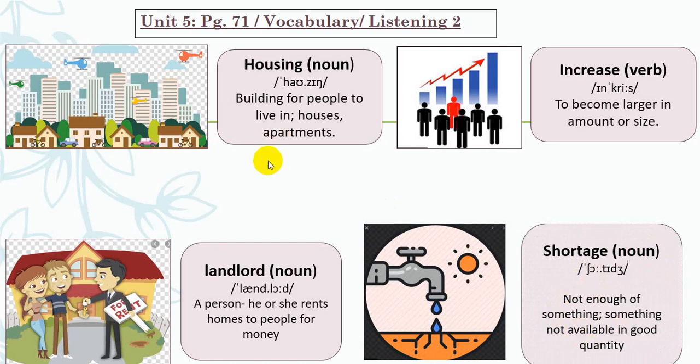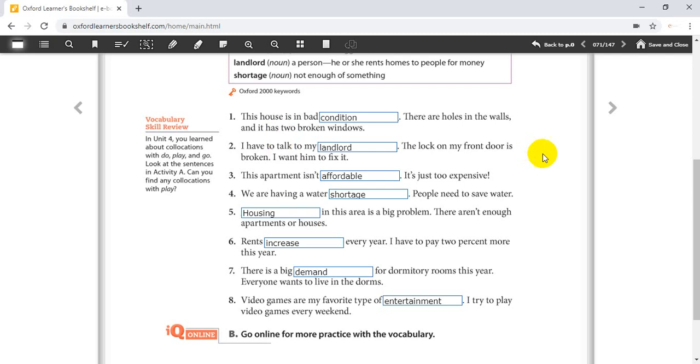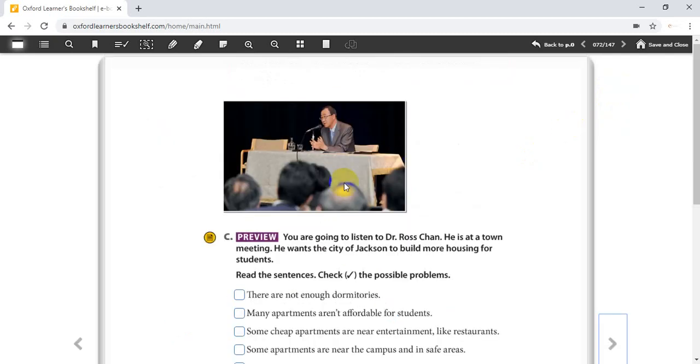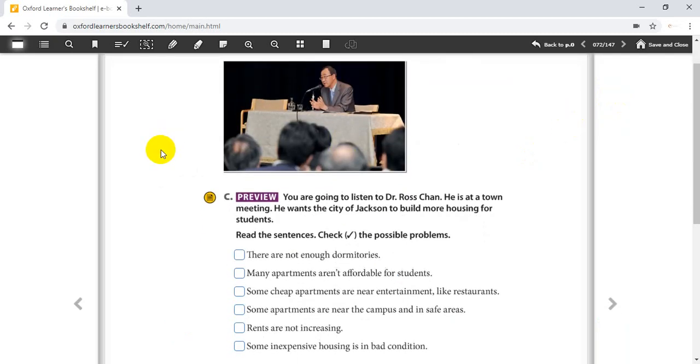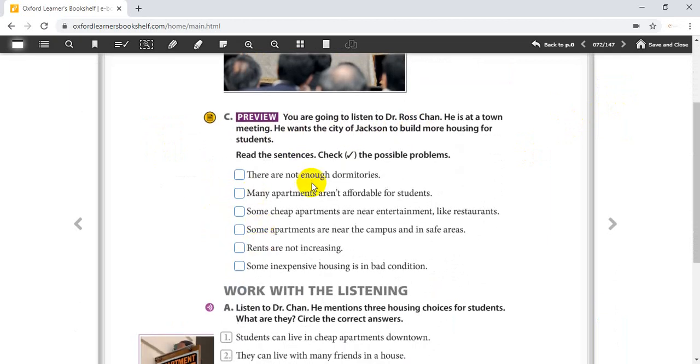Now let's go back to our exercise, to page number 72. On page number 72, you're going to listen to Dr. Ross Chan. He is at a town meeting. He wants the city of Jackson to build more housing for students. But before listening, you're going to read these sentences and check the possible problems the people are going to talk about in the town meeting.